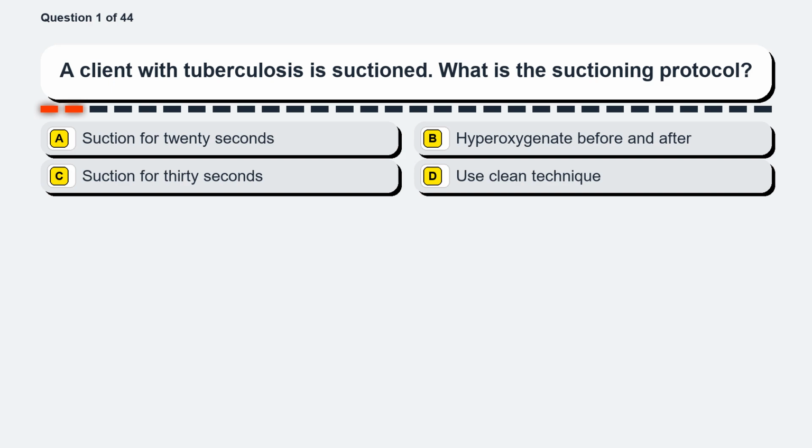Question 1. A client with tuberculosis is suctioned. What is the suctioning protocol? Option A, suction for 20 seconds. Option B, hyperoxygenate before and after. Option C, suction for 30 seconds. Option D, use clean technique.